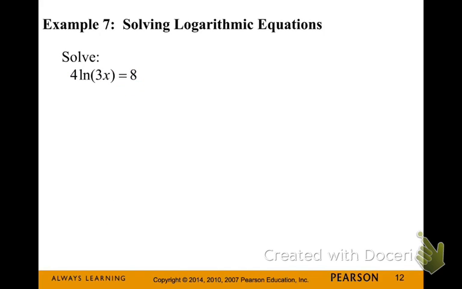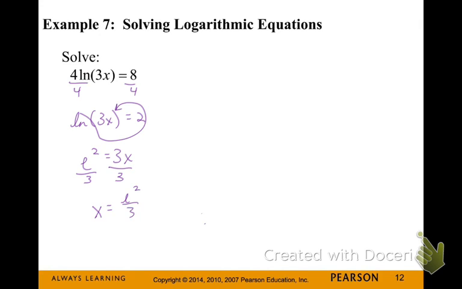So on this, we have a natural log. We can start by dividing by 4. So natural log of 3x equals 2. And then let's rewrite. This is a base e, so this will be e to the second power equals 3x. Now, if you do e to the second power on your calculator, you'll get a decimal that doesn't end or repeat. So I'm simply going to write this as a fraction. So this is an exact form to express my answer as e squared over 3.